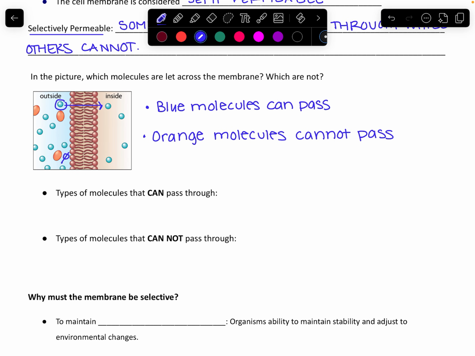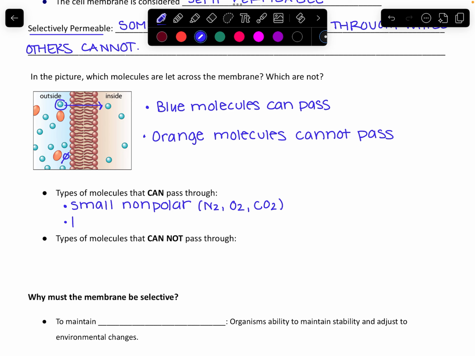Things that can pass through the membrane easily are going to be small nonpolar molecules. Yesterday you saw this with things like nitrogen gas, but more often we talk about oxygen gas or carbon dioxide. So these are really tiny, small nonpolar molecules like gases. They're going to be able to pass really, really easily.